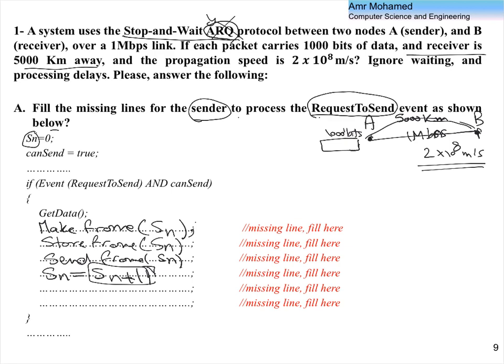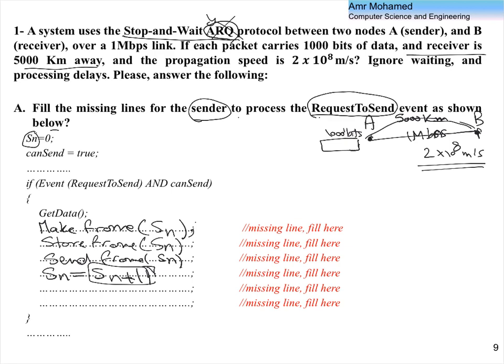Right. So after 1,000 frames, sequence number is 0. 1,000 modulo 2. Right? So I can calculate the sequence number after 10,000 frames. So the frames always go 0, 1, 0, 1, 0, 1. Okay? So this way I can calculate the sequence number after sending as many frames as I like.